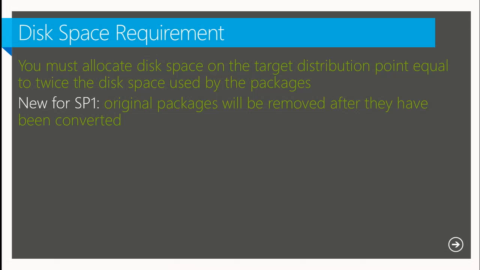Okay. So disk space. Now, we got a lot of feedback from customers about the disk space requirement. And unfortunately, it still exists the way it was in 2012. When you want to upgrade a distribution point and also upgrade the content, you do still need to allocate double the space that's currently used by the content. That's used for processing of the package into the new package and security additions that we have on those packages.